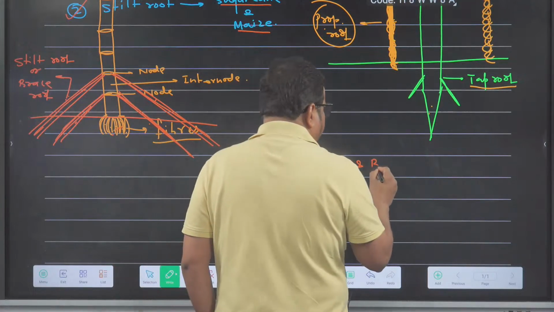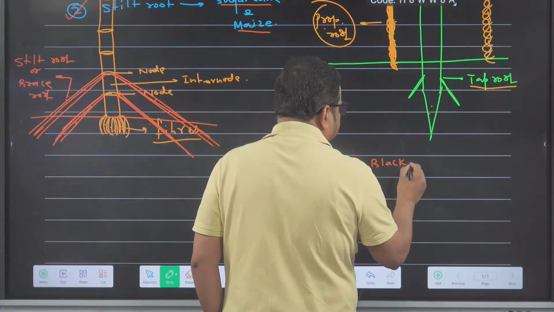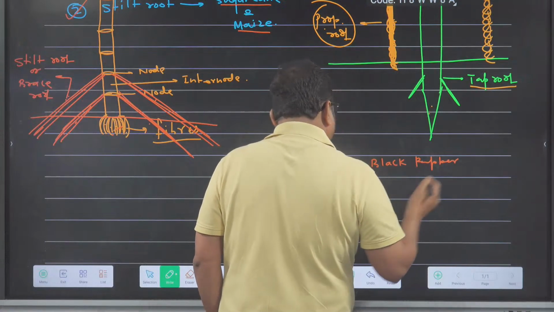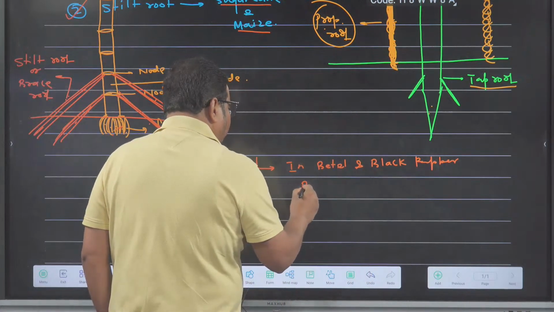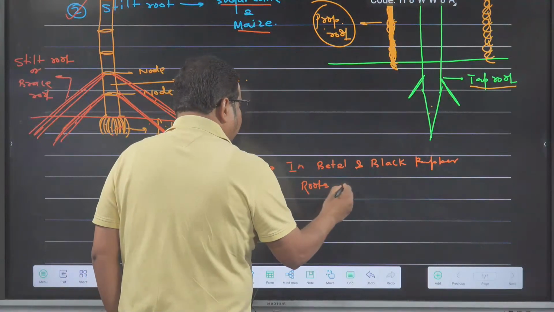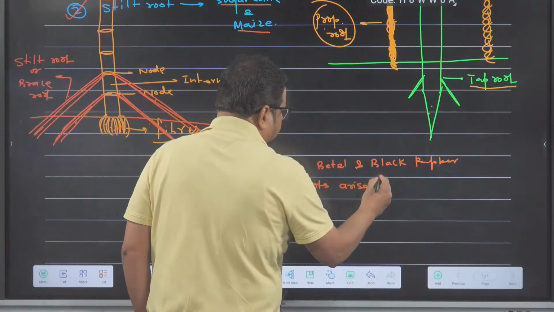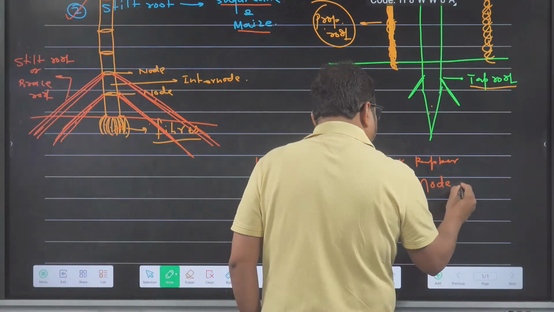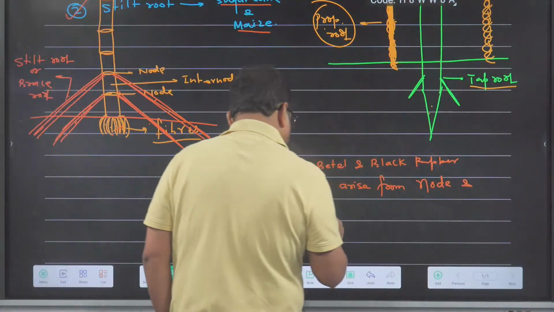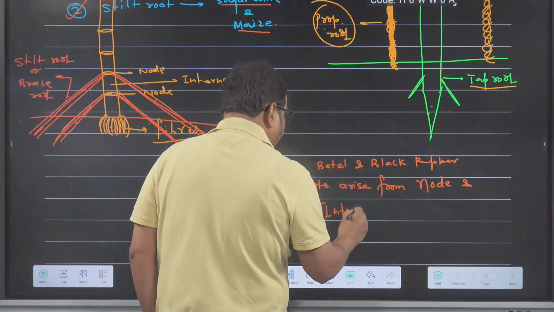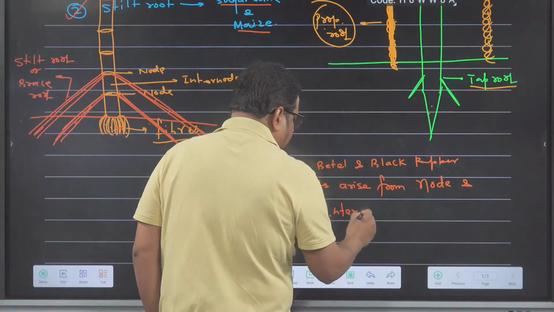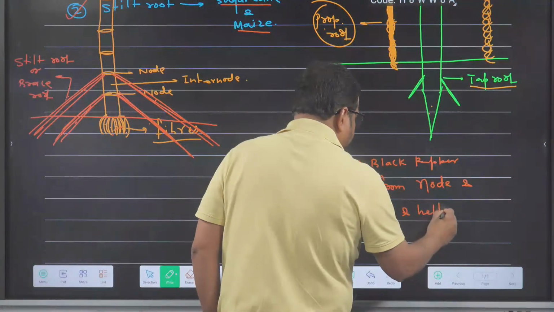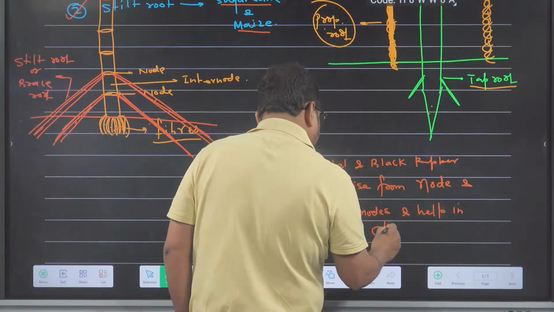and black pepper, roots arise from nodes and internodes and help in climbing.